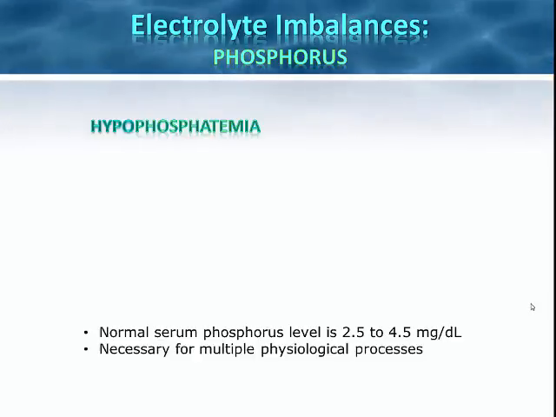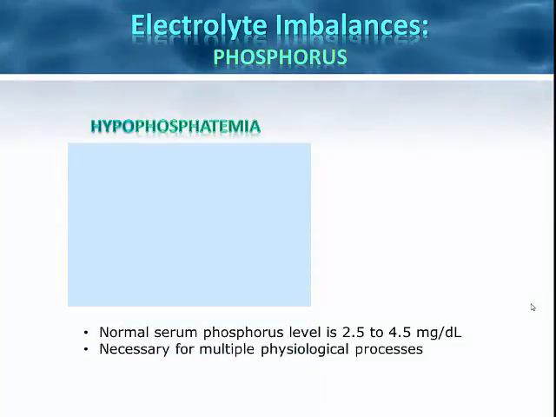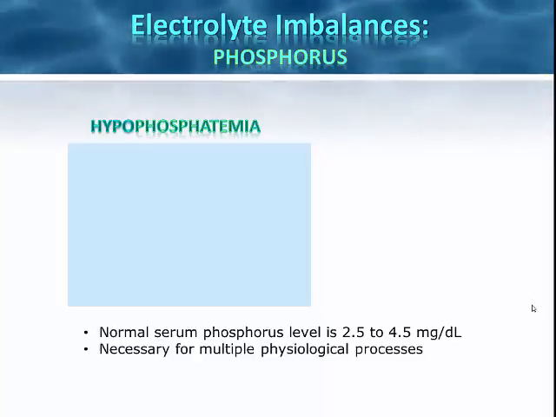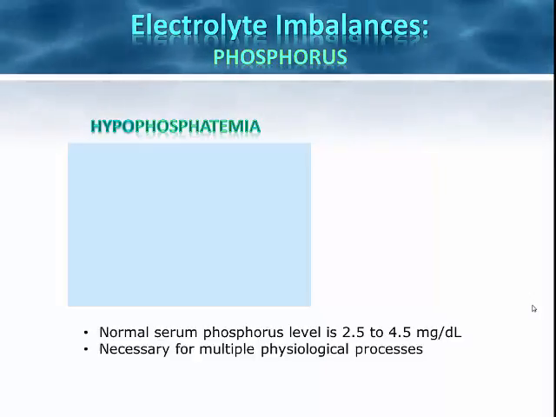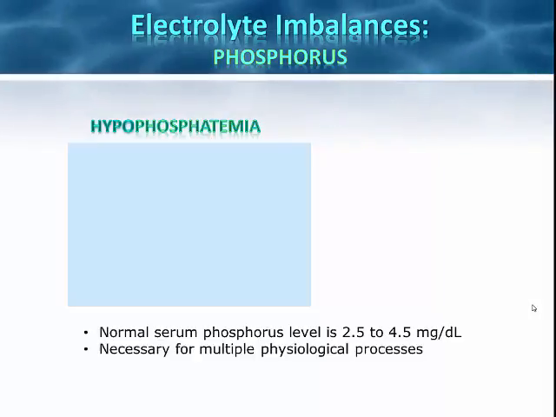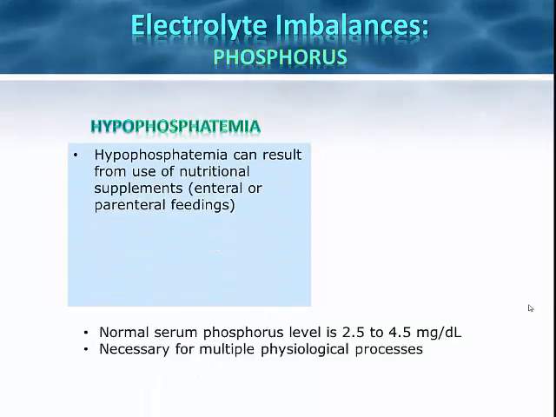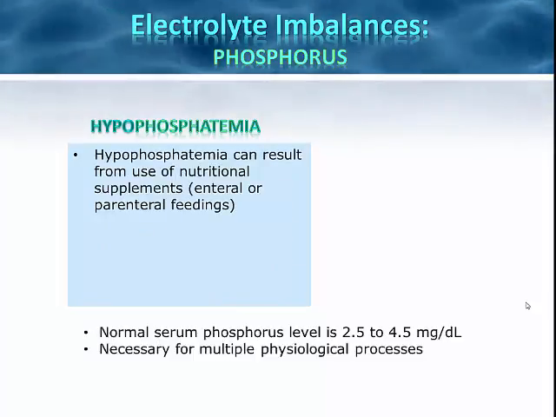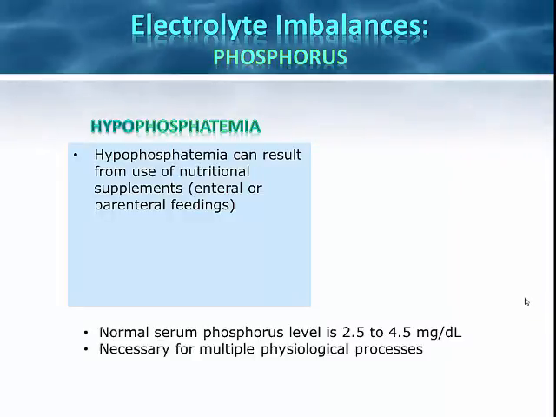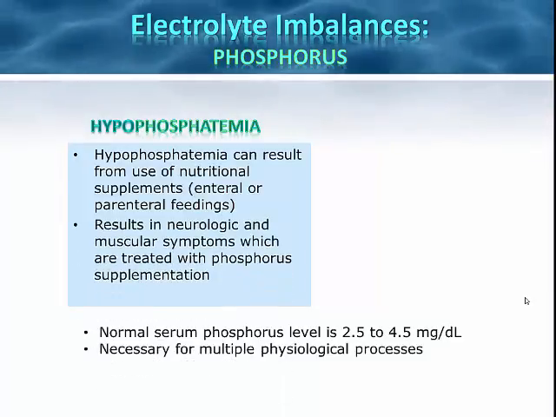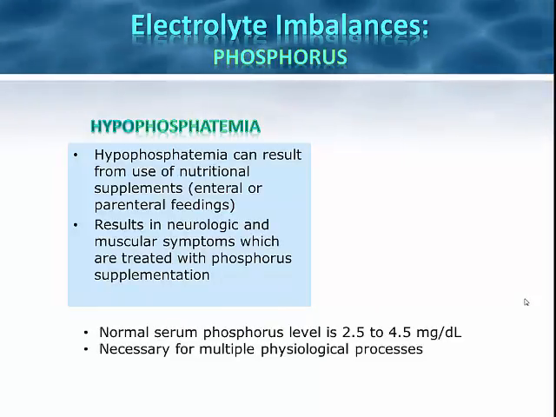Another electrolyte imbalance that can occur, and again, these are not quite as common as the first two we went over, is hypophosphatemia. Normal serum phosphorus levels are 2.5 to 4.5 milligrams per deciliter. It is necessary for multiple physiological processes. Hypophosphatemia can result from nutritional supplements, as in too many other nutrients in it and not enough phosphate. It results in neurological and muscular symptoms, which are treated with phosphorus supplementation.